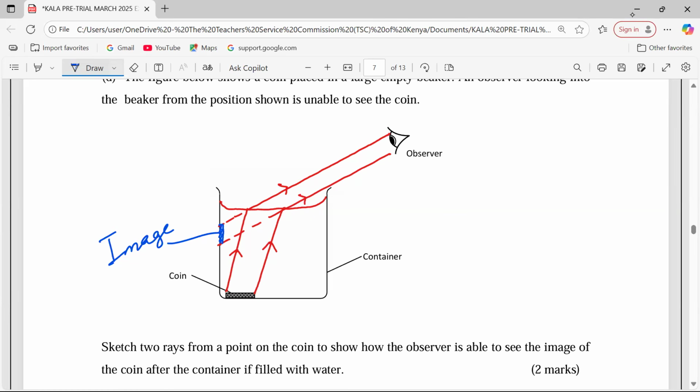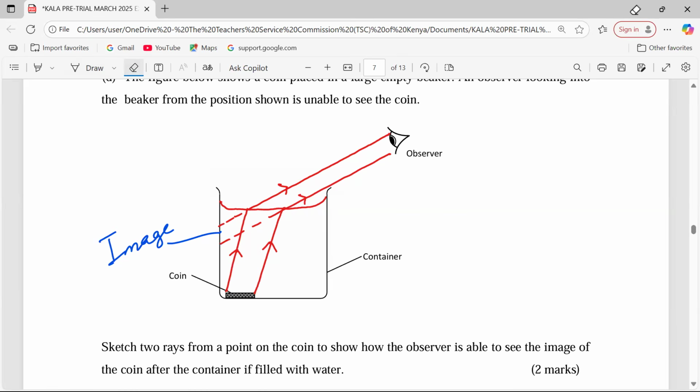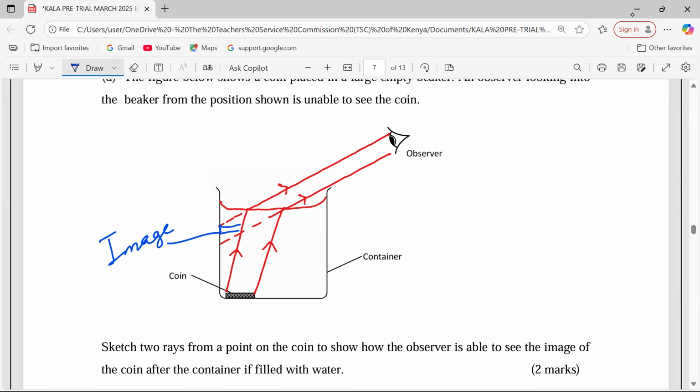All right, because it is lying on the other side, it will be seen this way. Let me show you. The coin will be seen somewhere here. That's where the coin will be seen. That is how it shall be observed.